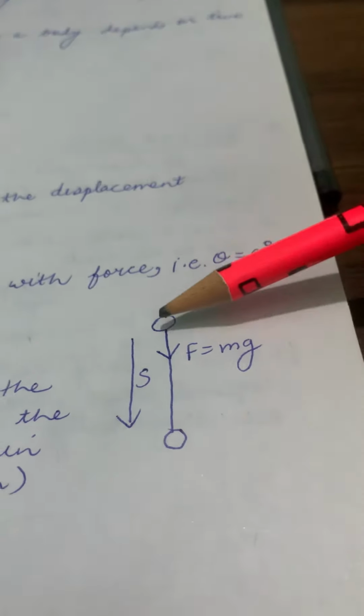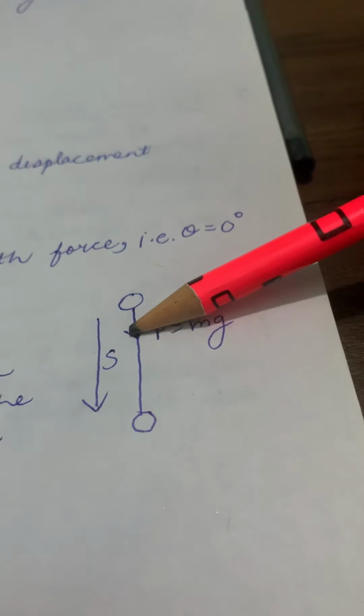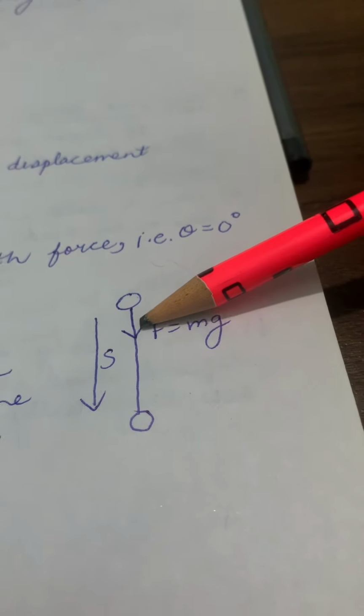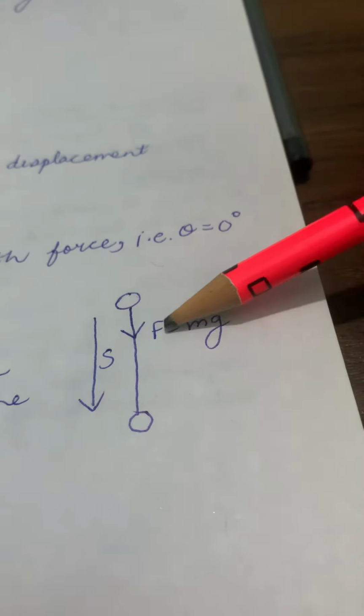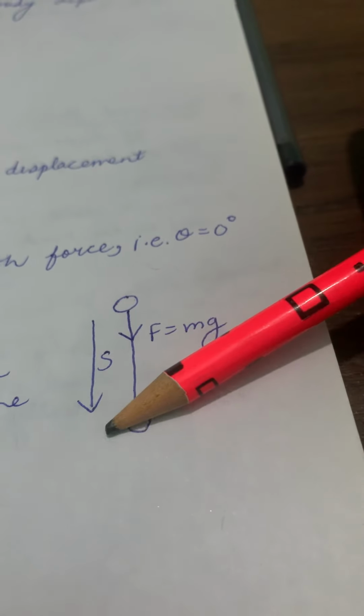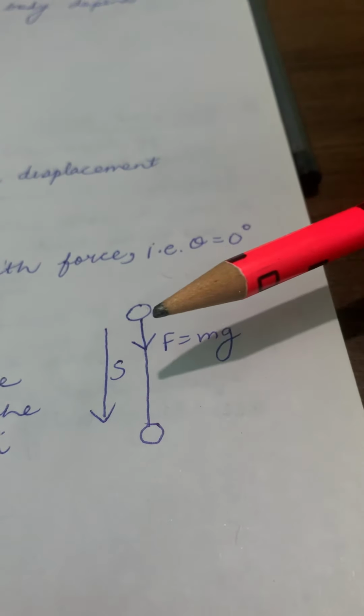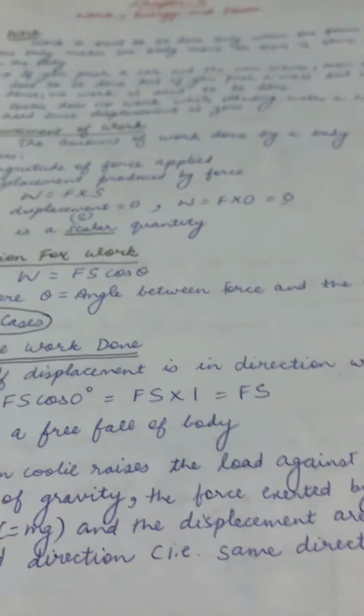First is the free fall of a body. Suppose this is a ball, it is falling freely under the force of gravity. We know that the weight is equal to force is equal to mg, it is acting downwards, and displacement is also acting downwards. So both are in the same direction, so theta comes out to be 0 degree. Let us take another example.